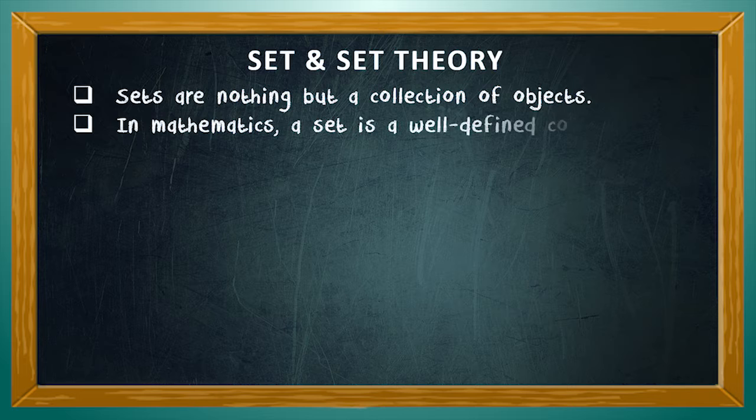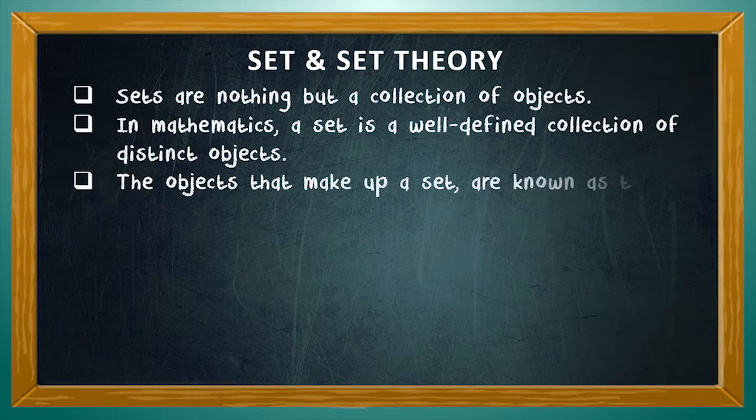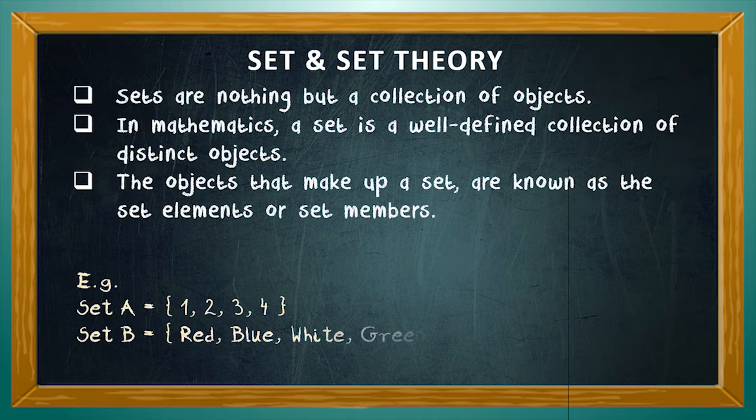In mathematics, a set is a well-defined collection of distinct objects, and the objects that make up a set are known as the set elements or set members. Sets are conventionally denoted with capital letters, while the set members are denoted by enclosing the list of members in curly brackets.